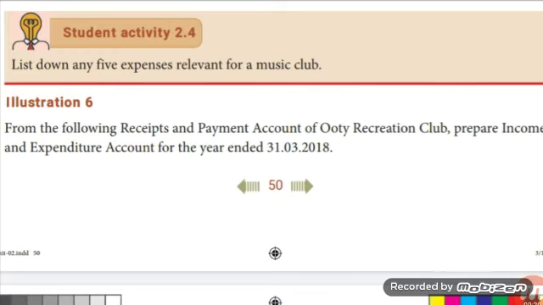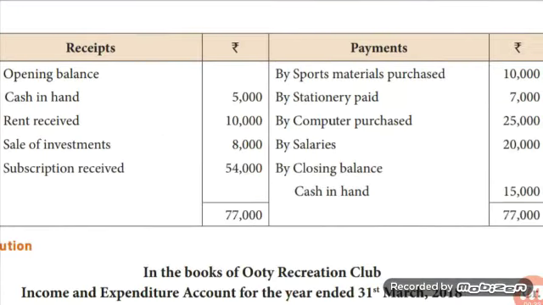Question: From the following receipts and payments account of OT Recreation Club, prepare income and expenditure account for the year ended 31st March 2018. Receipts and payments account is given in the question. You are required to prepare income and expenditure account.